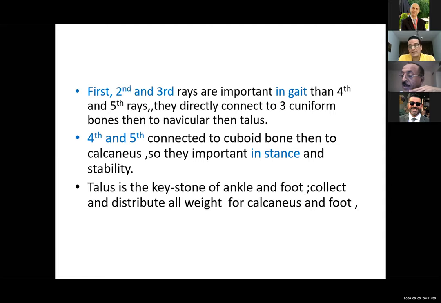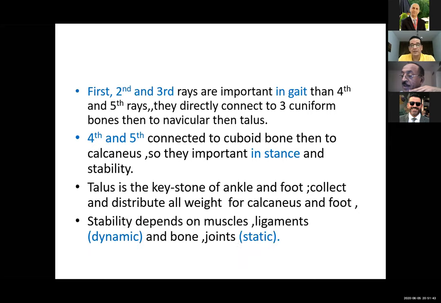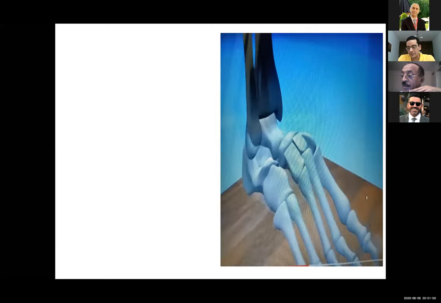The talus is the keystone of the ankle and the foot, collecting and distributing the weight of the calcaneus and the foot. Stability depends on muscle and ligament, dynamic and static, as we said before. This is a very important photo. This is the first, second, and third, medial and middle cuneiform, navicular, and talus. Here the talus is at a higher level than the calcaneus, and it articulates with the calcaneus. The calcaneus sticks with the cuboid, then the fifth and fourth.